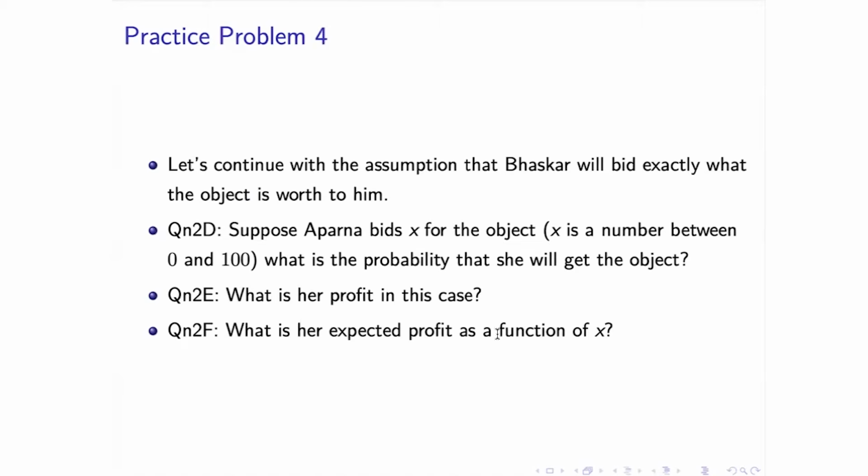So again, the same questions. What is the probability that she'll get the object? What is the profit in this case? And what is her expected profit as a function of X, right? Earlier we had done X equal to 70, but now we want to do the general case. Again, I encourage you to pause at this point and think about it a bit before proceeding further.